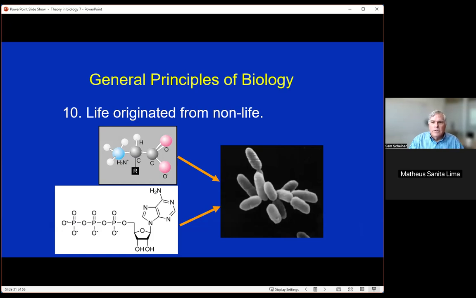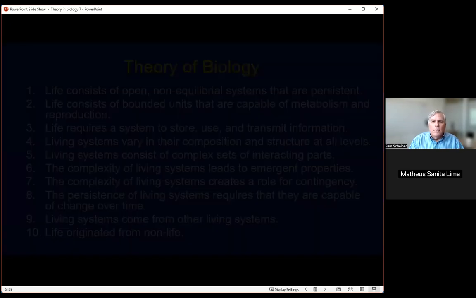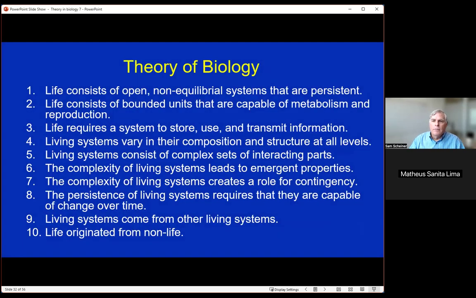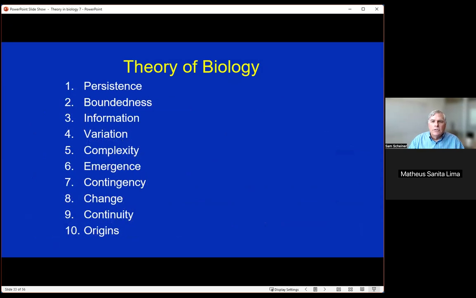But that's the last little principle. So here they are. Here are the 10 general principles for the theory of biology. I'm not going to read through all of these, but instead, here's a way of just remembering what those are. Living systems have the properties of persistence, boundedness, and information. And so those first 3 principles really define what is life.